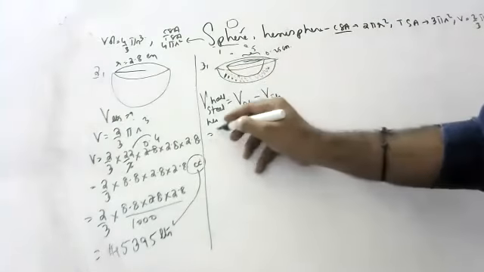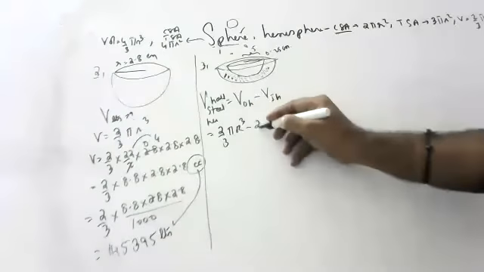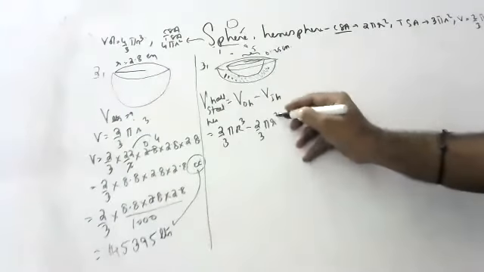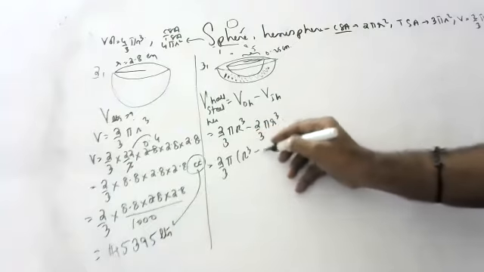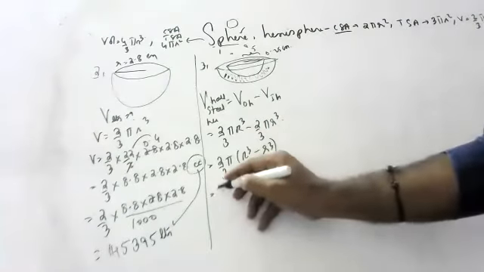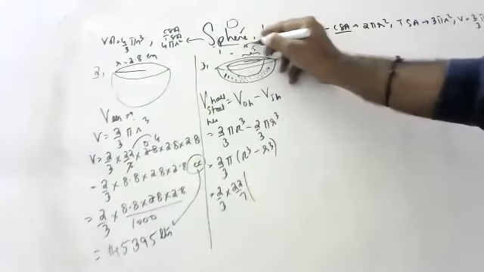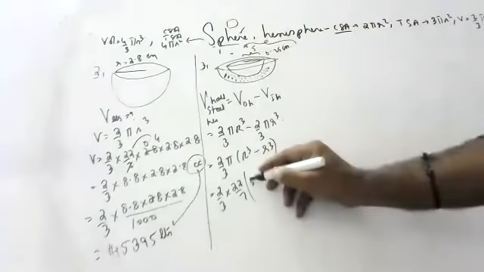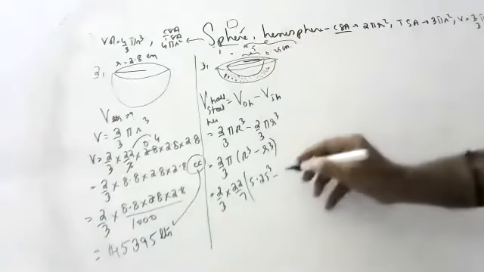Yes, sir. 2 by 3 pi big R cube minus 2 by 3 pi small r cube, which is 2 by 3 pi into R cube minus r cube. Okay, how much is that? 2 by 3 into 22 by 7 into the bigger one is how much? 5.25. Very good. 5.25 whole cube minus 5 cube.